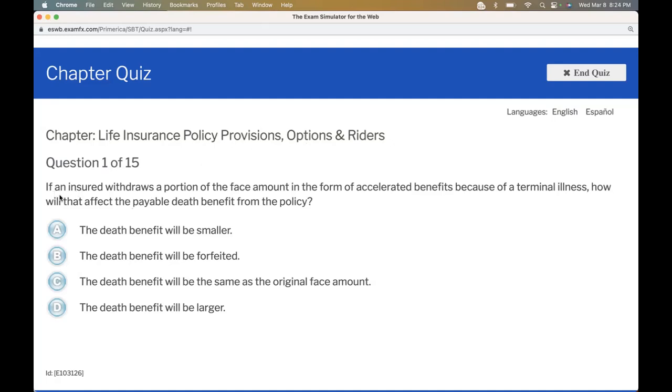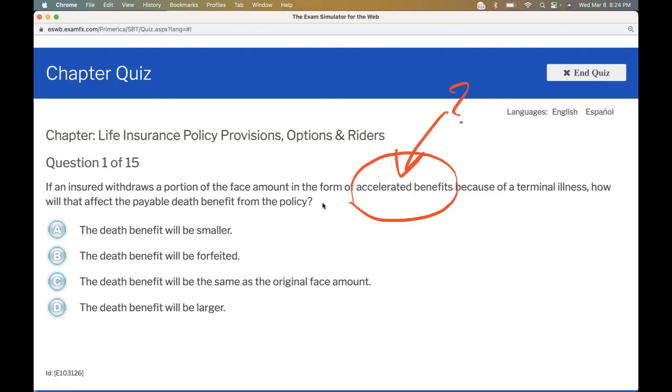Okay, anyways, let's continue. If an insured withdraws a portion of the face amount in the form of accelerated benefits because of terminal illness, how will that affect the payable death benefit from the policy? So again, right here, I'm going to highlight the key phrases that you got to master. Accelerated benefits. Let me circle it again. Okay, right here. Accelerated benefits. You got to know what this is. How does this work?